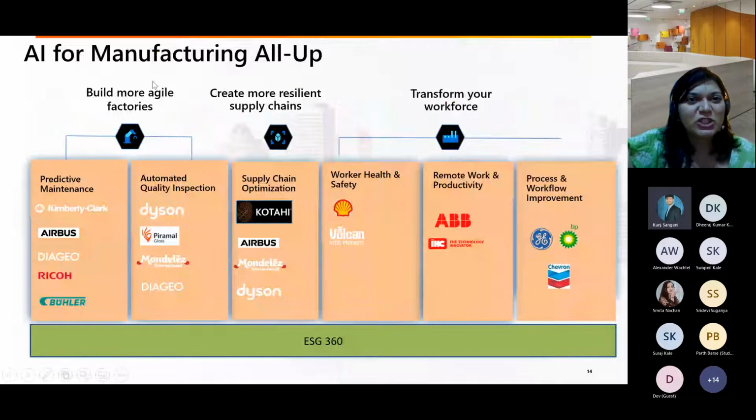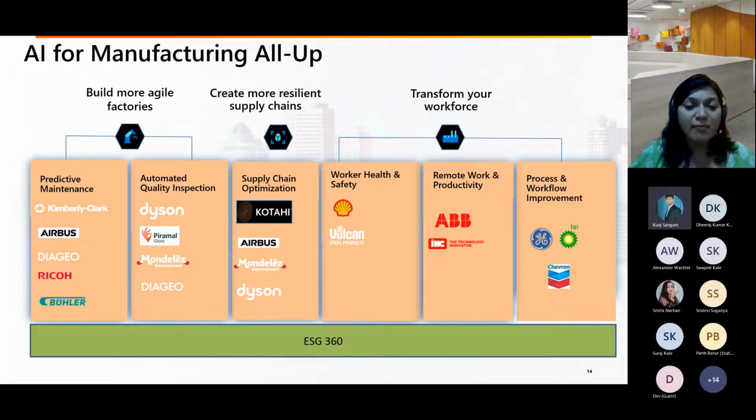So as you can see, manufacturing all up: building more agile factories, creating more resilient supply chains, and transforming your workforce. When I say agile factories, I mean your readiness for change and your readiness to predict change. So how do I proactively monitor my machines for their maintenance, right? So I can better manage my machines. I can increase their shelf life. So predictive maintenance, predictive part maintenance, especially in manufacturing, right?